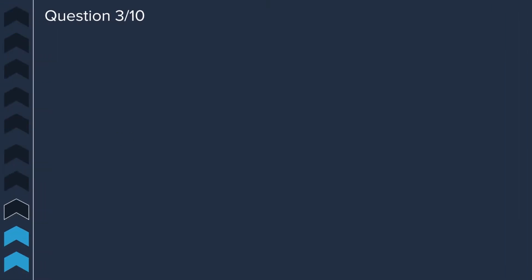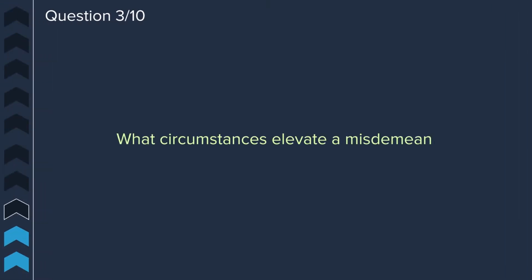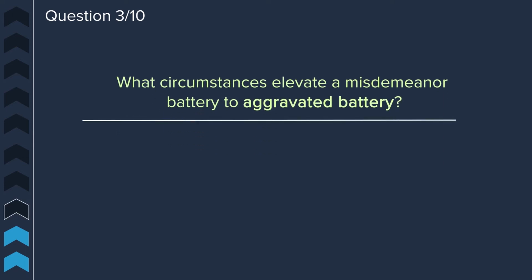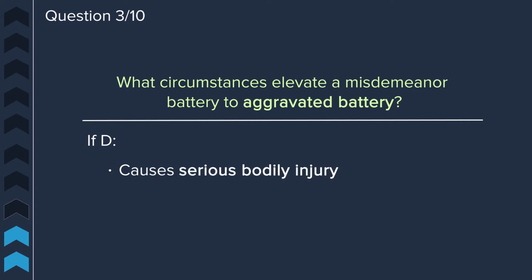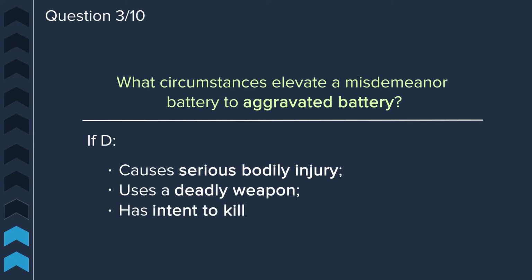Question 3. What circumstances elevate a misdemeanor battery to aggravated battery? Misdemeanor battery can be elevated to aggravated battery if the defendant either causes serious bodily harm, uses a deadly weapon, or has intent to kill or intent to rape.